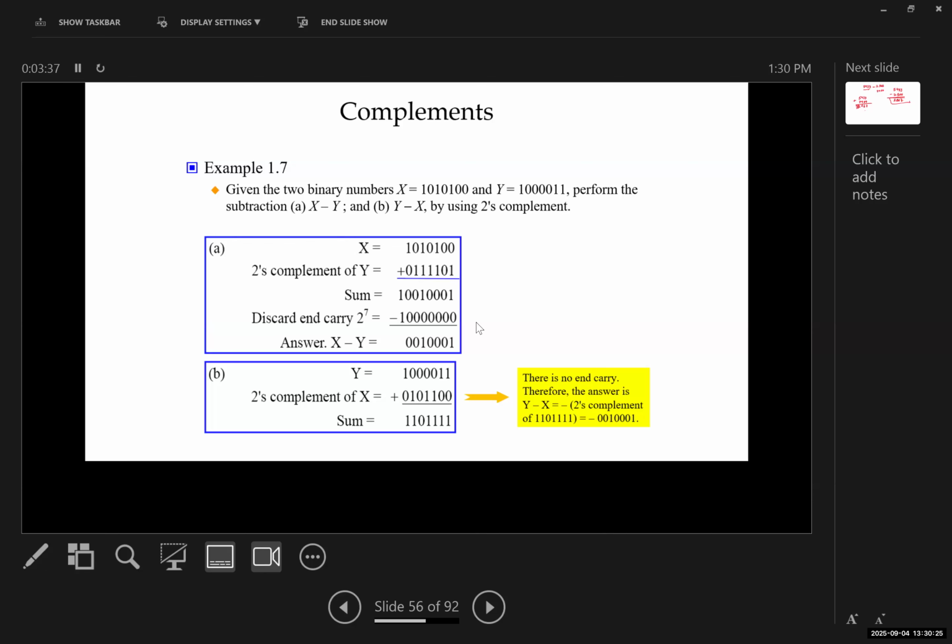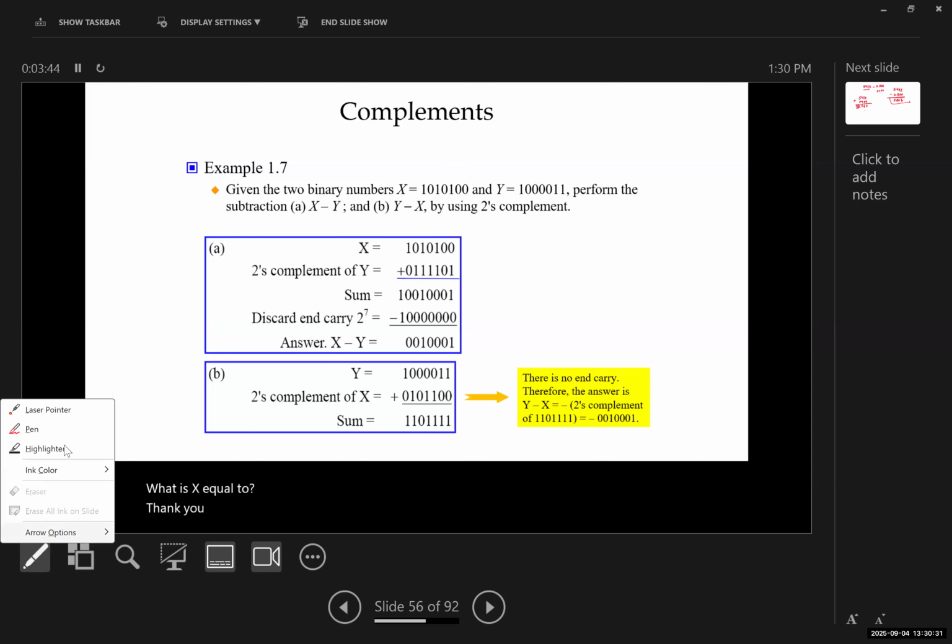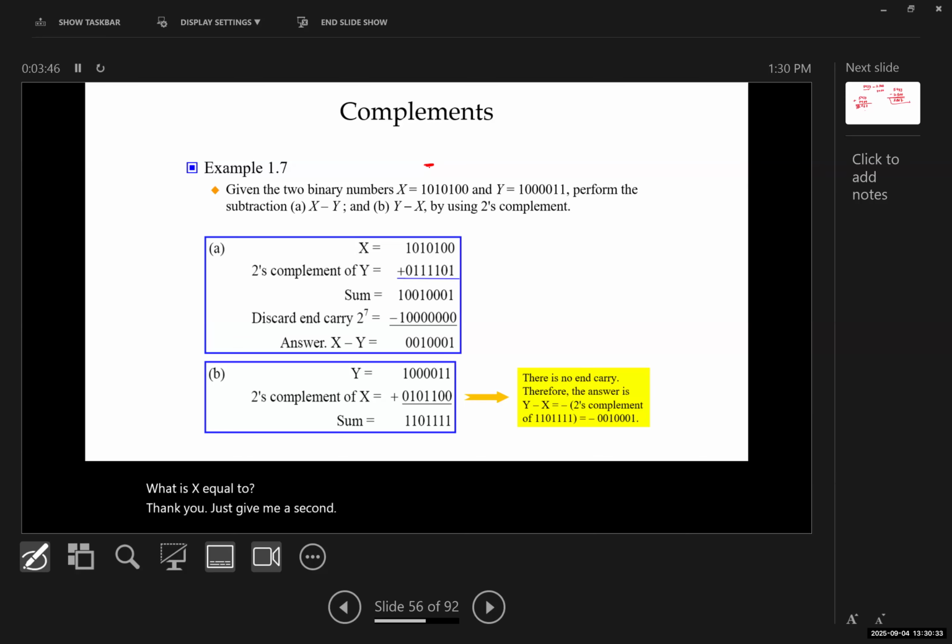Does anyone have the answer? What is x equal to? Thank you. And what is y? 66 or 67? 67. It can't be 66.